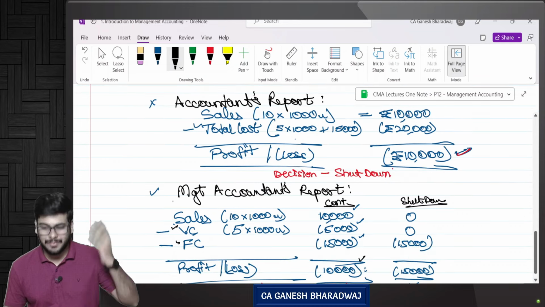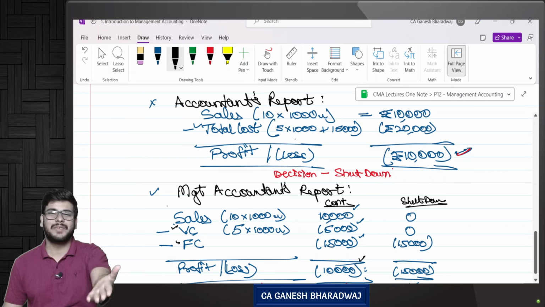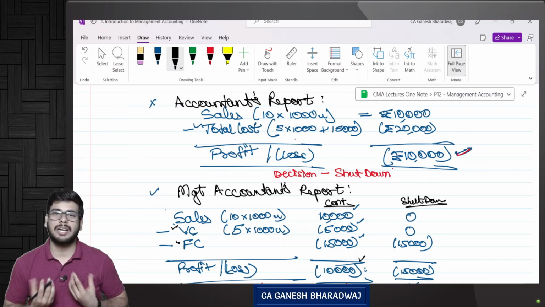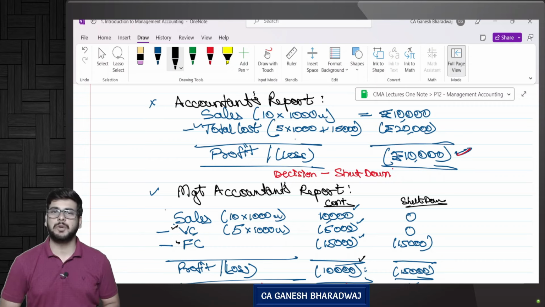Just imagine, suppose he had listened to the accountant and said, okay, let us shut down. In that case, if we shut down, you'd have incurred a loss of 15,000. Whereas if you had continued, you'd have incurred a loss of only 10,000. Extra 5,000 at least he could have prevented. Are you clear with this? This is where management accounting comes in.